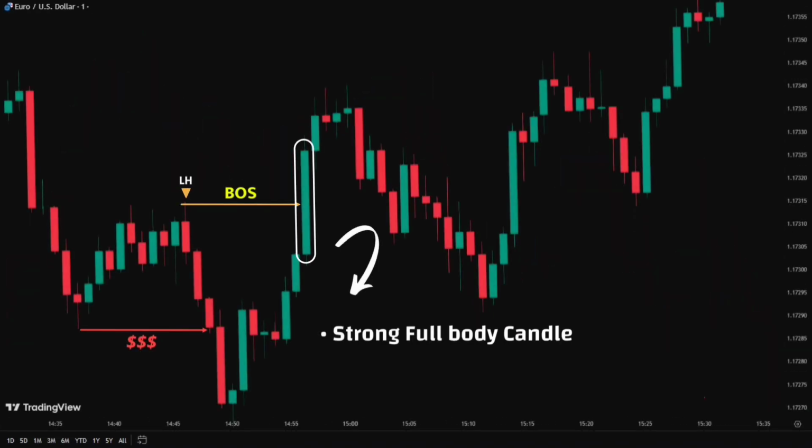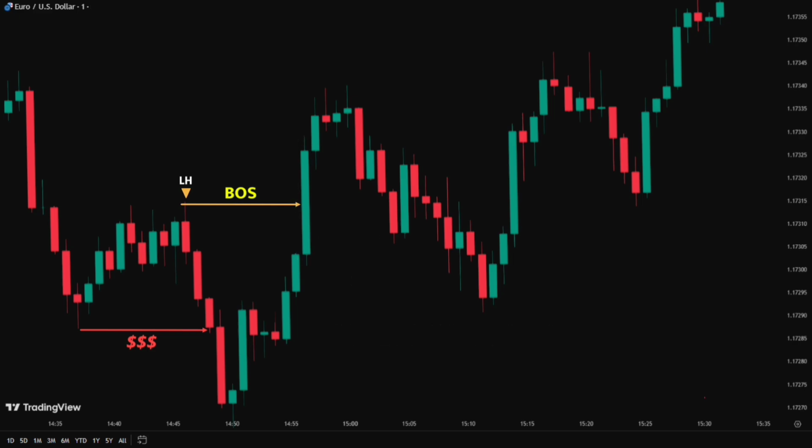A strong, full-bodied candle closing clearly beyond the level is a much more reliable break than a candle that barely pokes through with a wick before pulling back. We want to see price close beyond the level, not just touch it.